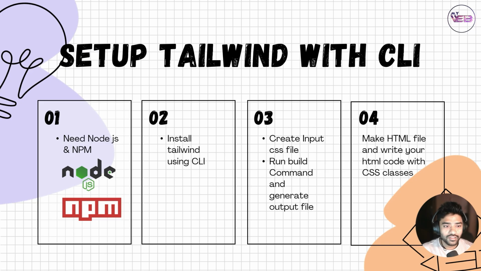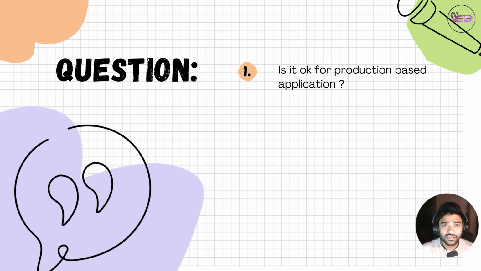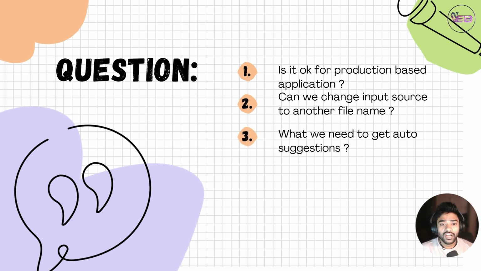After following all of these things, we have some questions. The first question is, is it okay for production-based applications? If I use the Tailwind CLI for production, is it okay or not? Can we change the input source to another file name? Instead of using input.css, can we use pre.css or other names? After that, what do we need to get auto suggestions? What tools do we require to work on it?